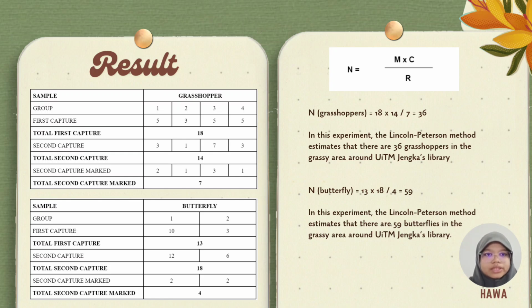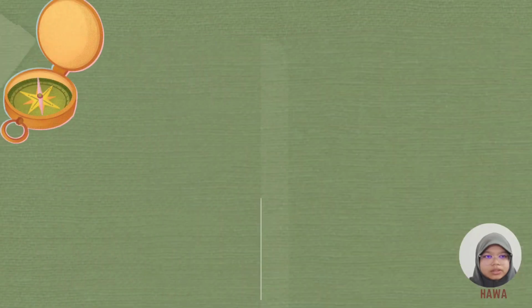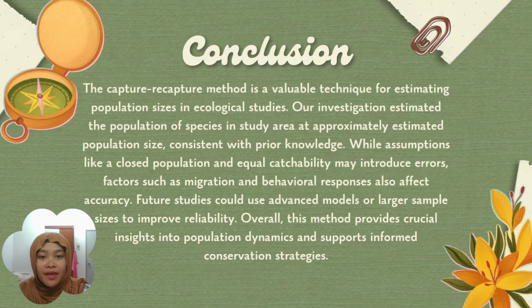So, by using the Lincoln-Peterson method, we have found the estimate of total population size for both grasshoppers and butterflies. In this experiment, the Lincoln-Peterson method estimates that there are 36 grasshoppers and 59 butterflies in the grassy area around UiTM Jenkins Library. So, in conclusion, the Capture-Recapture method is a valuable technique for estimating population sizes in ecological studies.